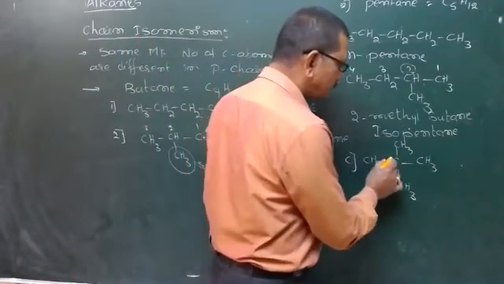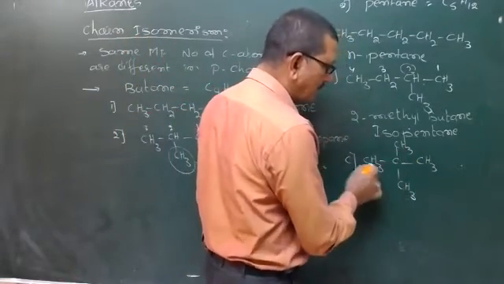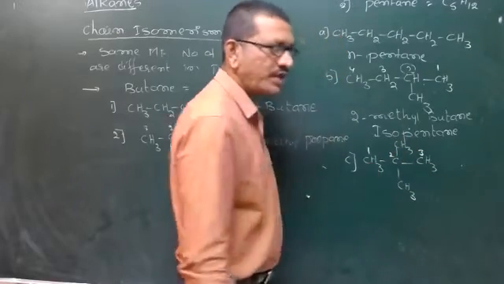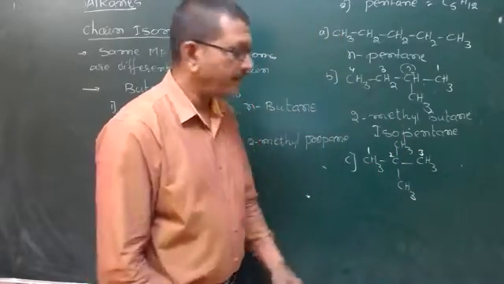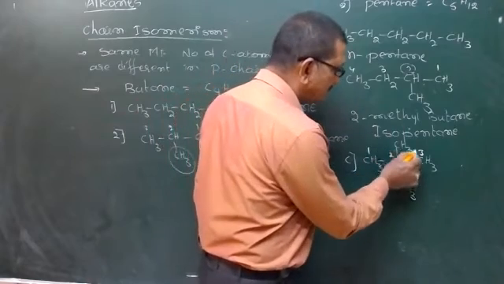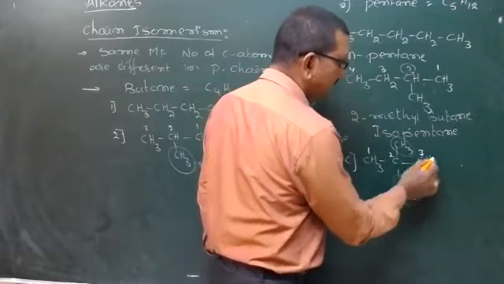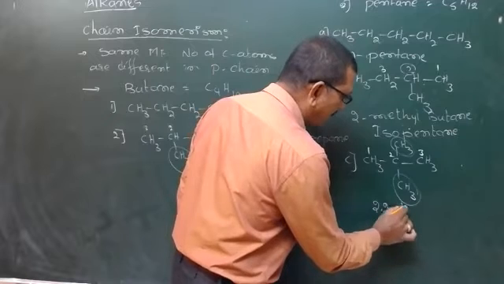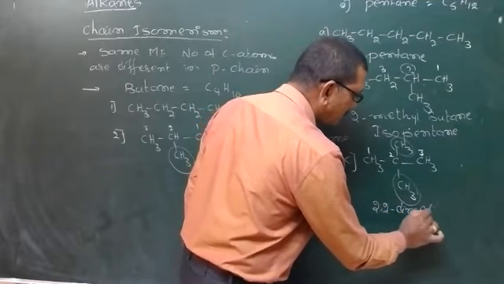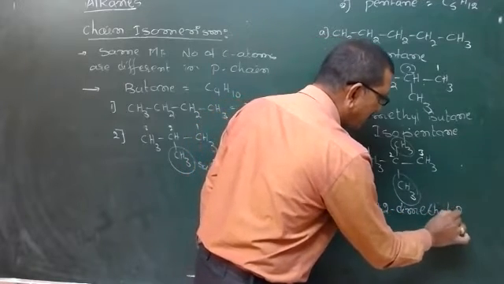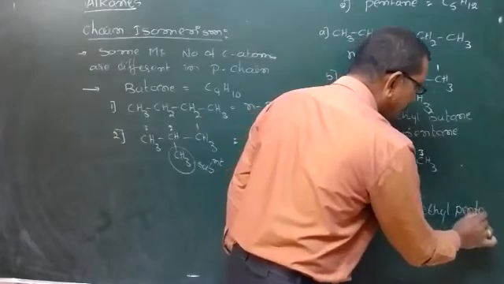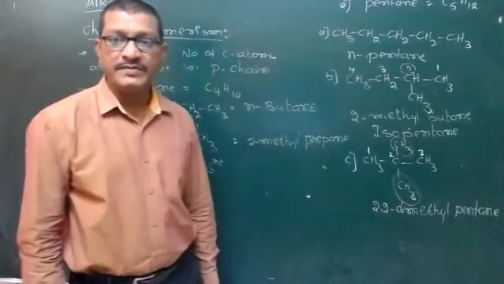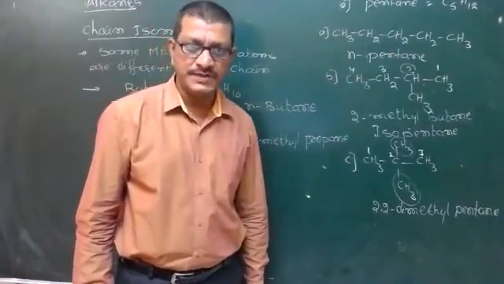Here it is 1, 2, 3, 1, 2, 3. Any direction you can select along this carbon chain will give the same result. That's why here it is one of the substituent. And that's why we can say 2,2-dimethylpentane is the name of this compound.